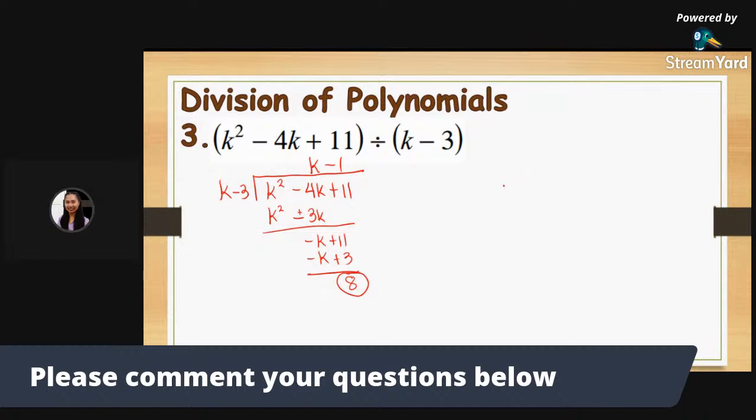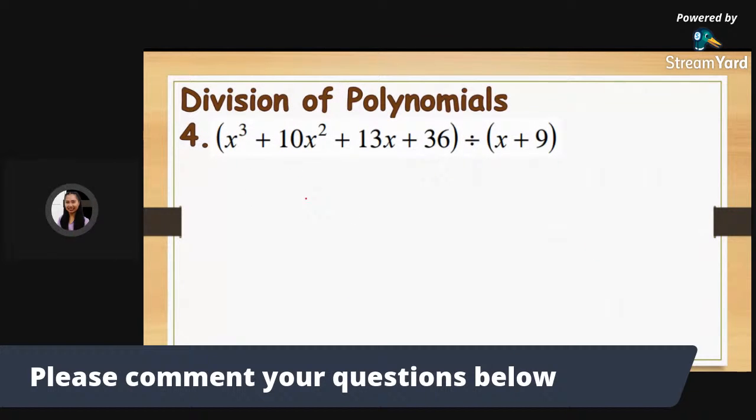Let's check it using synthetic division. We have 1, negative 4, 11, divided by, take note that our c here is positive 3. Since we have k minus 3, our c is positive 3. All you have to do is bring down 1. 1 times 3, we get 3. Negative 4 plus 3, we get negative 1. Negative 1 times 3, the answer is negative 3. And so 11 plus negative 3, the answer is 8. Therefore, our answer will be k minus 1, remainder 8.